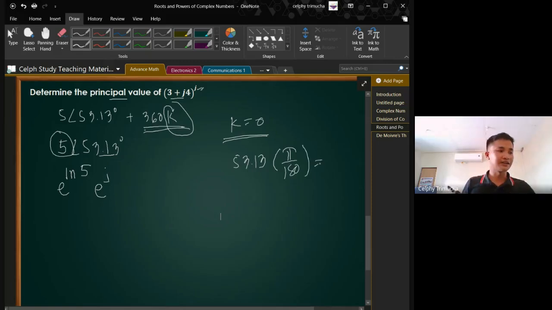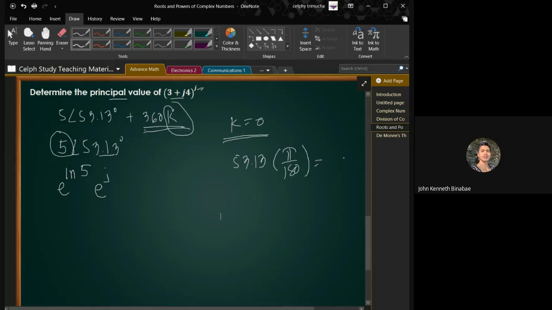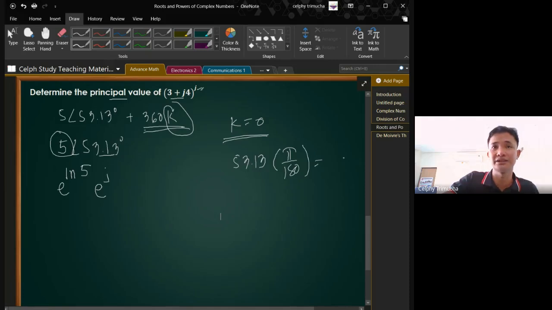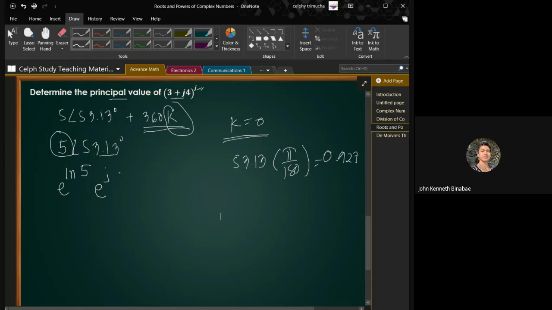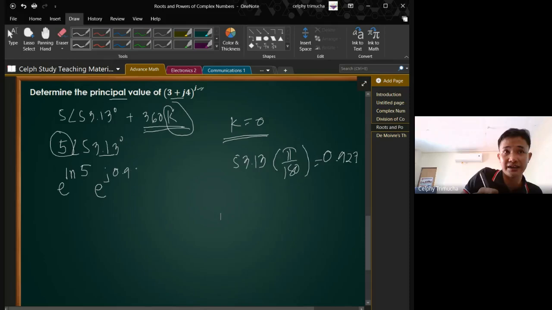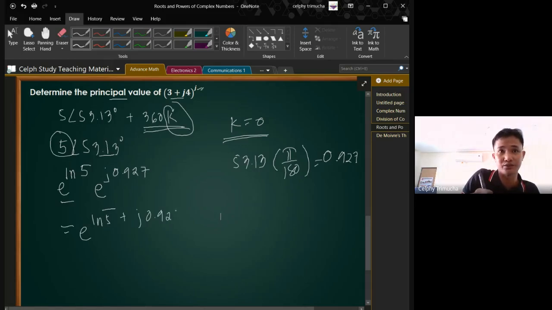So pila niyang answer naton? 53 times pi all over 180. 0.927. So since naka-multiply man sila duwa ang imo nga e, so pwede ita na lang i-add ang aton nga exponents. We will have e raised to ln 5 plus j times 0.927.